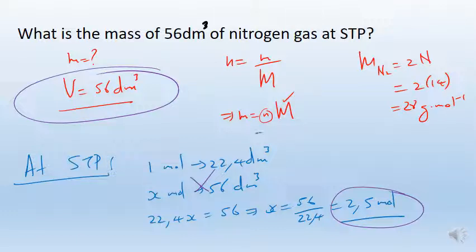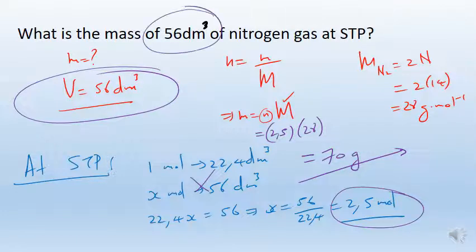So if we go here, the number of moles is 2.5, and we've got 28 grams per mole, so the mass is 2.5 times 28, and that gives me a neat figure of 70 grams. So what are we saying? We're saying that 70 grams of nitrogen gas at STP will occupy a volume of 56 decimeter cubed. This is straightforward. It's very, very simple.